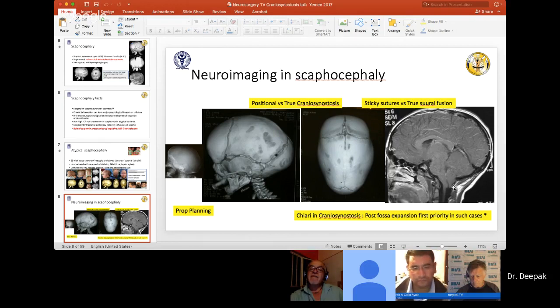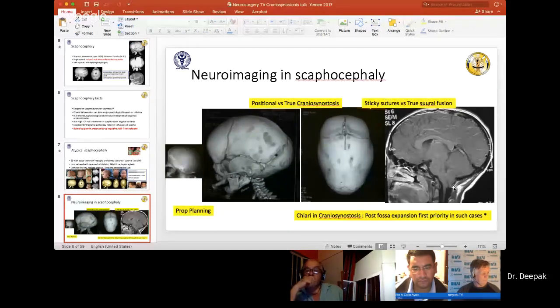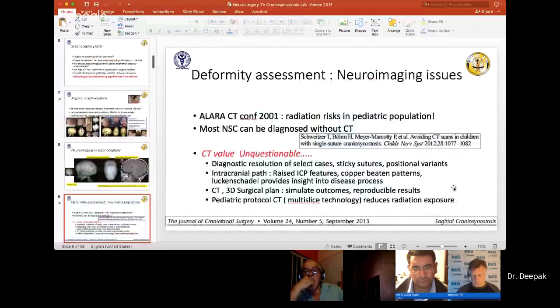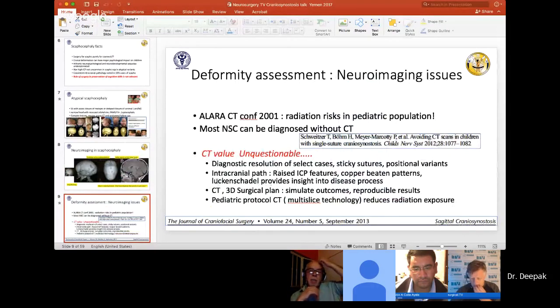And of course, the MR venogram tells us about the abnormal veins and the bone cuts which I have to make, and to prevent any inadvertent sinus injury or venous lake injury in these patients. So I would say the CT scan remains unquestionable because it gives a lot of diagnostic information, and additional intracranial pathologies are actually picked up on CT scan in these children.